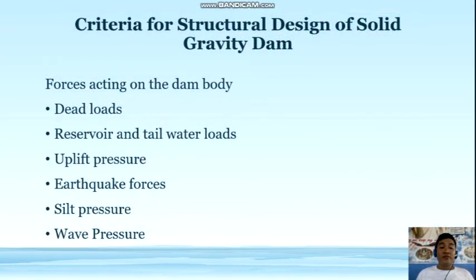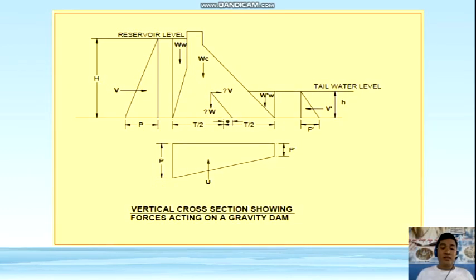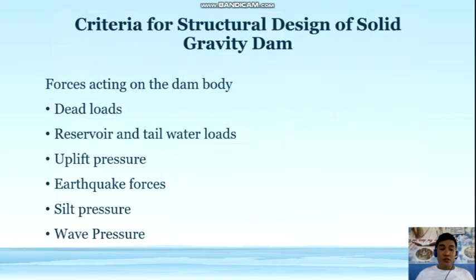For the criteria for structural design of solid gravity dam, forces acting on the dam body. First it is dead loads, followed by the reservoir and tail water loads. Next is the uplift pressure, followed by earthquake forces and silt pressure. Lastly is the wave pressure. This is the vertical cross section showing all the forces acting on the gravity dam that was shown in this slide.